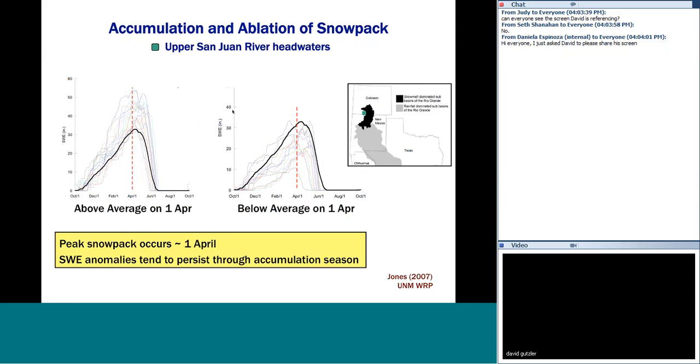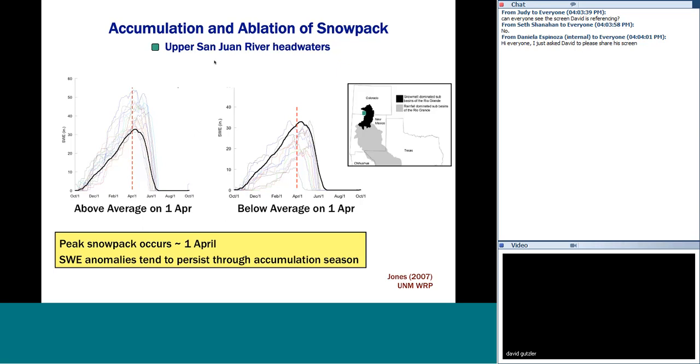And first, by way of background about snowpack, here is a slide showing what we see in the mountains of southern Colorado for snow accumulation and ablation in the historical record. The point of these two graphs is to show you that the average snow water equivalent curve over the course of a water year, shown in black, the same curve in both panels, tends to peak right about April 1st, and that is the canonical peak snowmelt date in the southern Rocky Mountains.